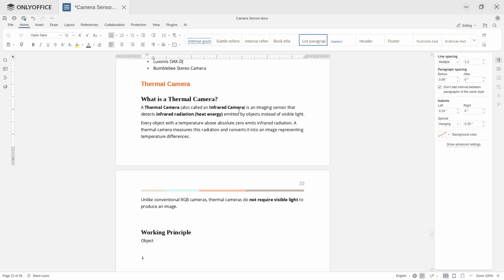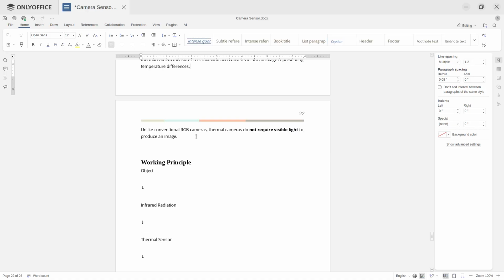A thermal camera, also known as an infrared camera, is an imaging sensor that detects infrared radiation, heat energy, emitted by objects instead of visible light. Every object with a temperature above absolute zero emits infrared radiation. A thermal camera measures this radiation and converts it into an image representing temperature difference. Unlike conventional RGB cameras, thermal cameras do not require visible light to produce an image.